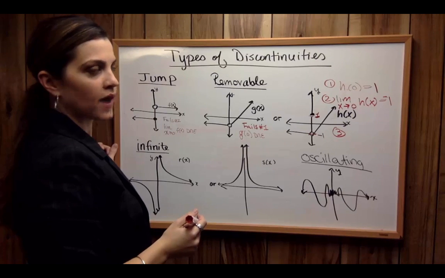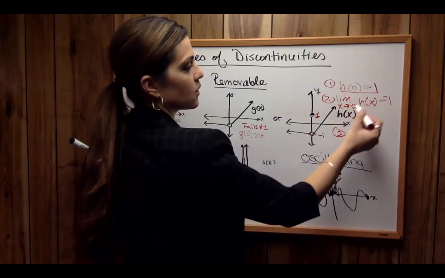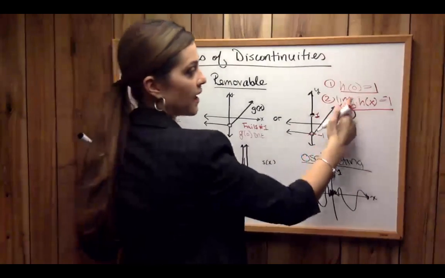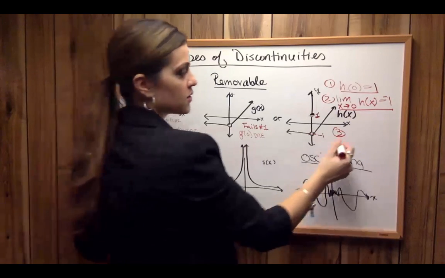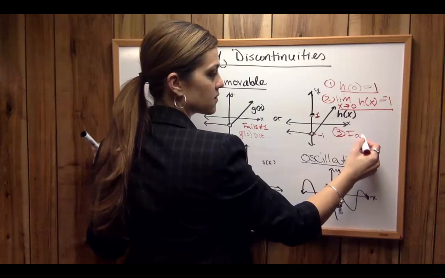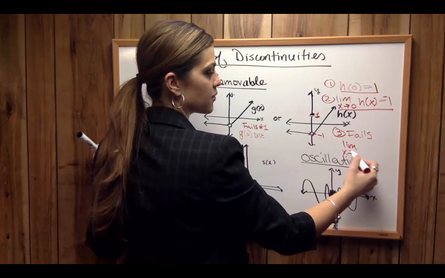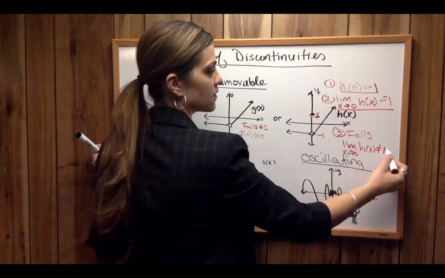Rule 3 says, do the two values, are they the same? So does the value at 0 equal the limit at 0? No, right? Because the value at 0 is 1, the limit at 0 is -1. So this fails because the limit as x approaches 0 of h of x does not equal h of 0.